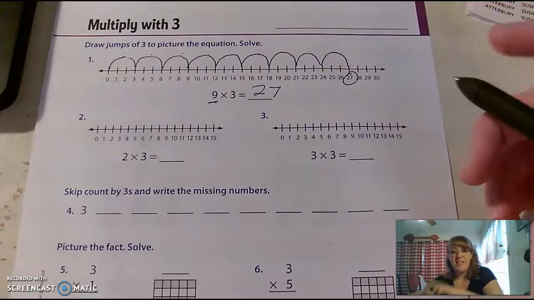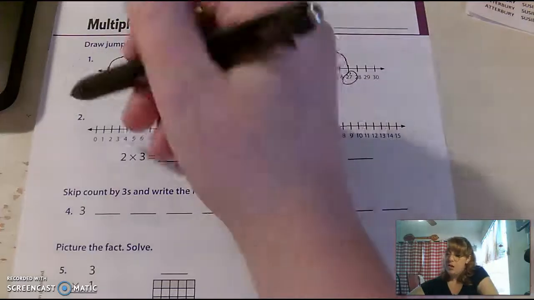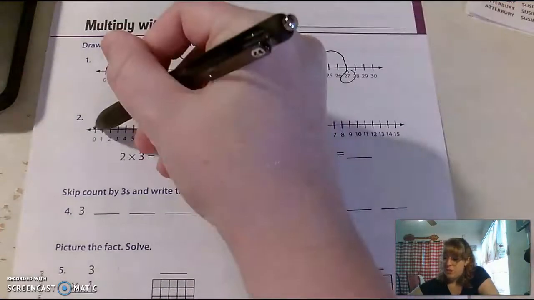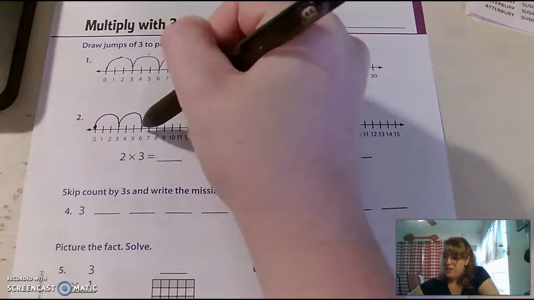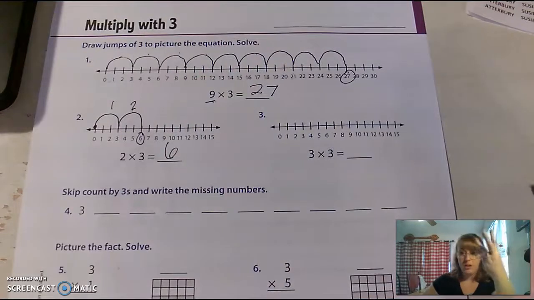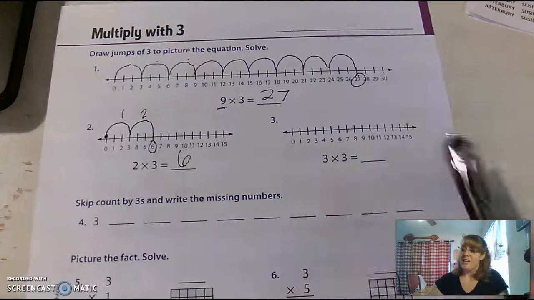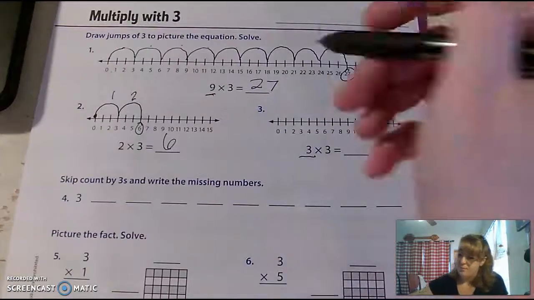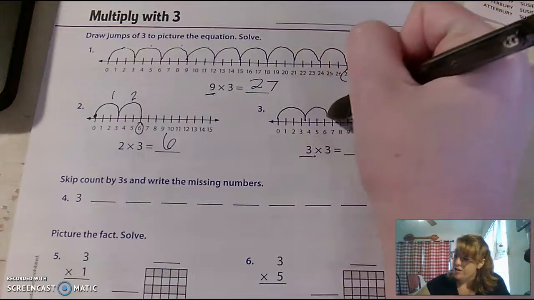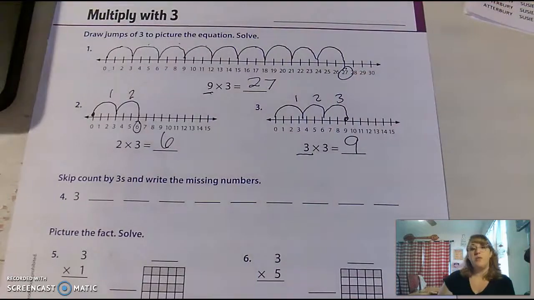2 times 3. I need to make 2, I almost said 3. 2 jumps of 3. So, I start at 0. 3, 6, 1 jump, 2 jumps. 2 times 3 is 6. If you need to see that, I have 2 groups of 3. 1, 2, 3, 4, 5, 6. 6. Okay? Now this one I need to make 3 groups of 3. So I go 3, 6, 9, 1, 2, 3. 3 times 3 is 9.